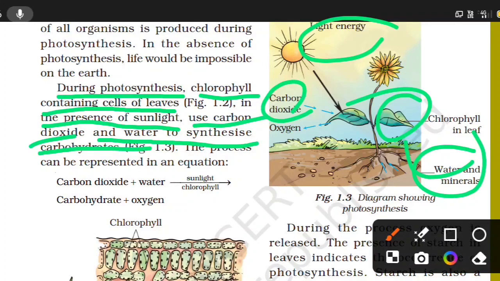It uses some food for its own growth, and the rest is stored as fruit. Here is the equation: carbon dioxide plus water, in the presence of sunlight and chlorophyll, gives carbohydrate plus oxygen. In this process, oxygen is released to the atmosphere, and all organisms take that oxygen and live and survive. Otherwise, we could not.